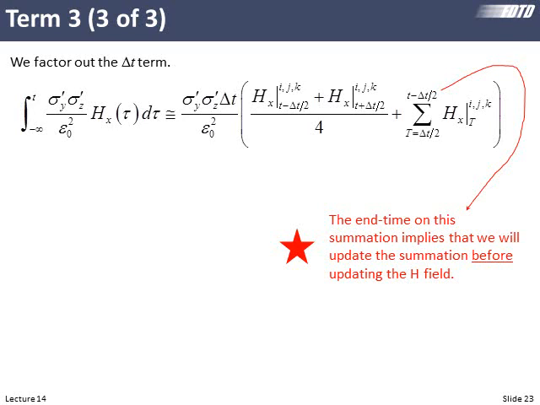Another thing we want to notice, looking at this summation, is that we are summing up to t minus delta t over 2. Eventually, we're going to be updating our H field to calculate what it is at t plus delta t over 2. That implies that we need to update this summation before we update the H field. And another thing we did on this step is there was a delta t over 2 and a delta t. We pulled that constant to the outside. And this also gave us a hint in the order that we have to do things.